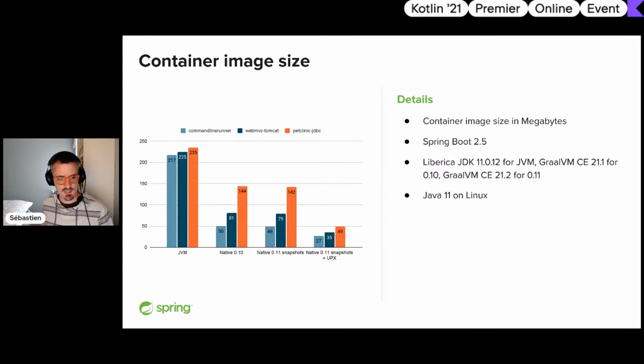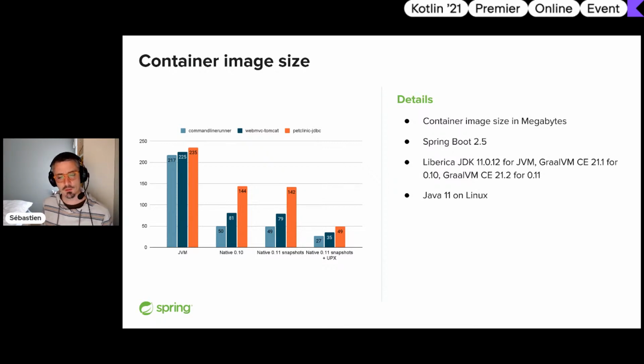For native 0.10, you see that we are really using a small OS layer and just a native executable. So you see that's much smaller. So we are significantly smaller. And with native 0.11 snapshots, we are close to that.